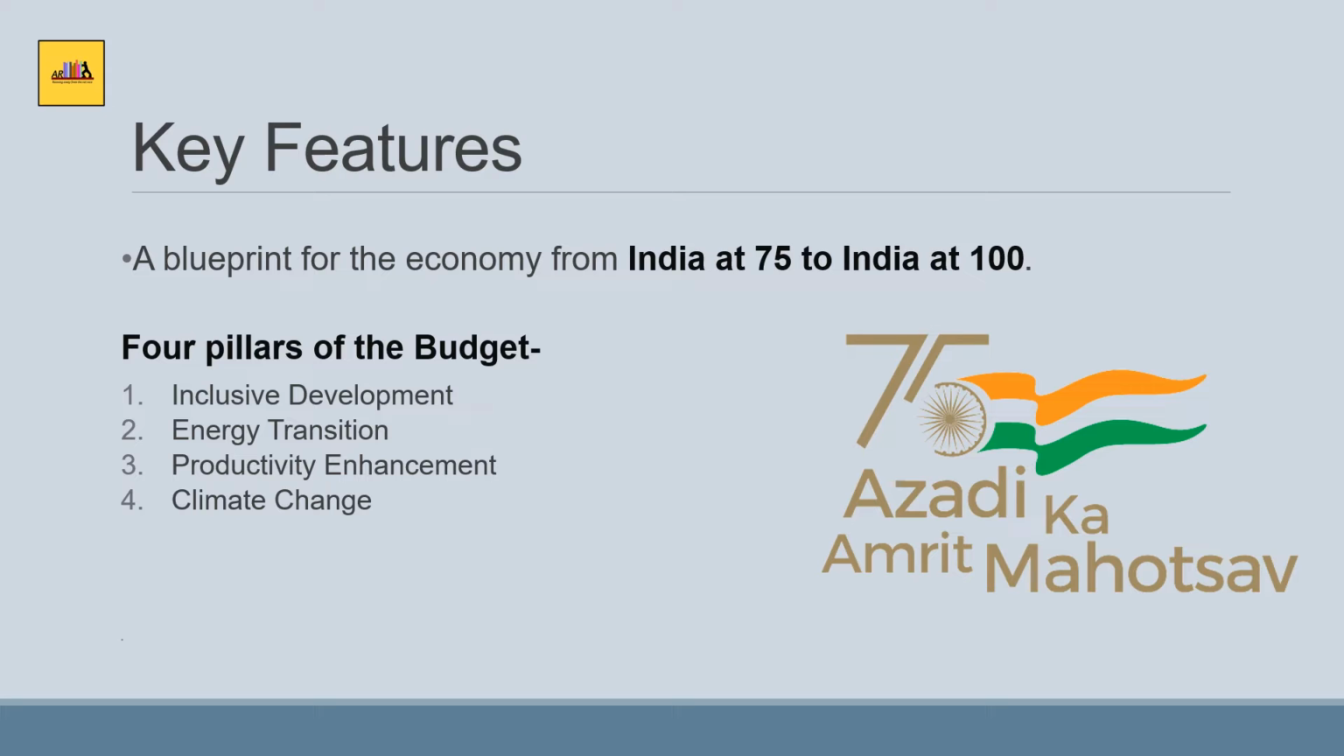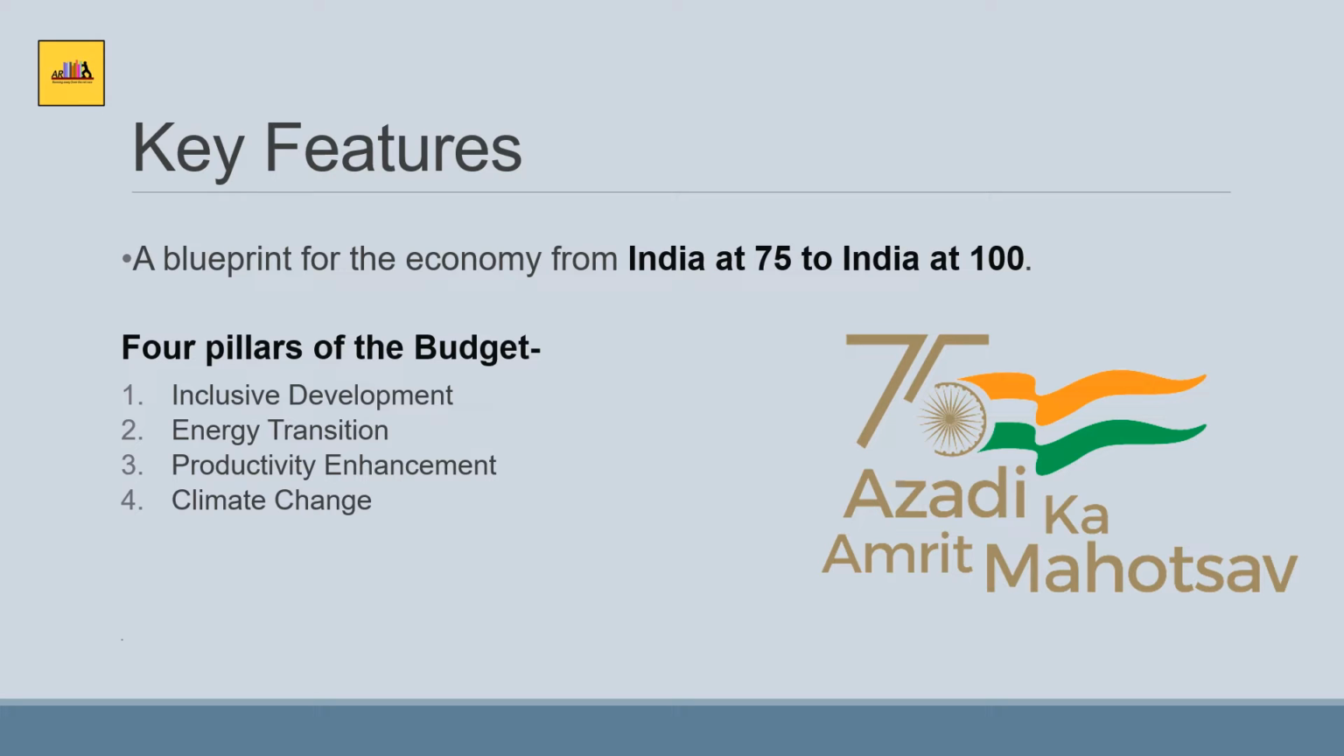Like everything else, this budget too has a certain foundational pillar on which this huge plan for a nation like ours is based. The 4 pillars of this budget are: first, the inclusive development. These are the steps that the government takes for social well-being and empowerment of its people. Second is the energy transition. The government is committed to achieve the net zero target, and to do so, it is adopting cleaner and less carbon emitting energy sources. Third is the productivity enhancement.